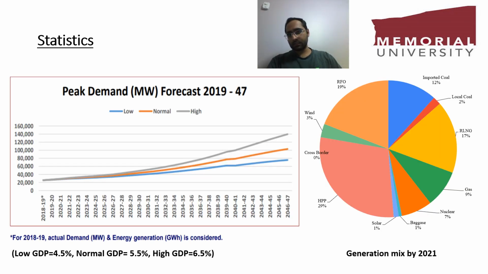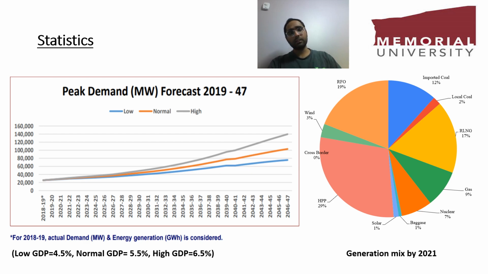Here, some statistics of the situation have been shown. On the right hand side, you can see a graph which is the generation mix of 2021, showing that 59% of the produced power is coming from fossil fuels, and renewables have a very little portion. Especially, you can see that solar is only contributing 1%. It means the potential is not harnessed yet, and it still has a long road to go. Wind is only 3%, so renewable energy has a long way to go.